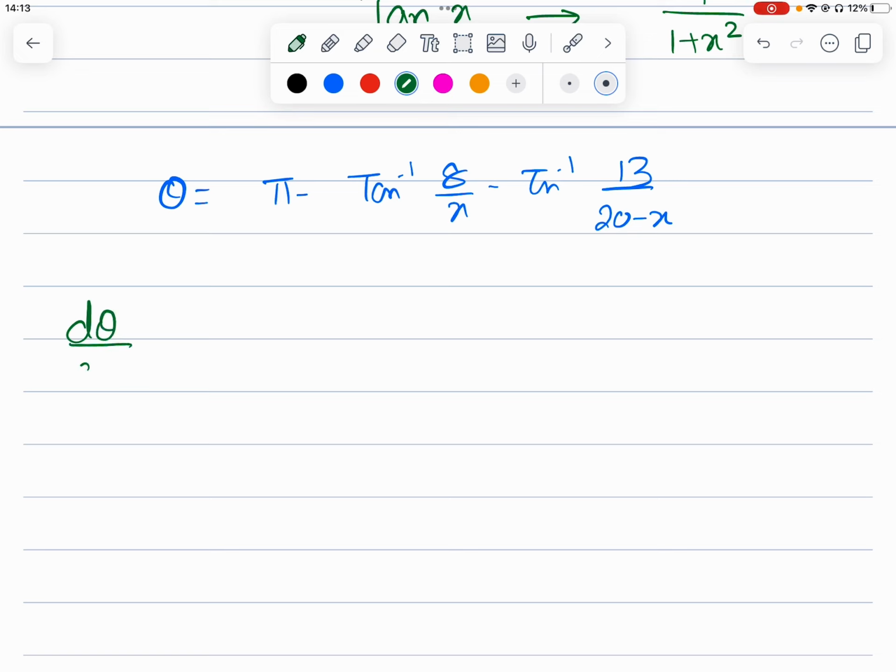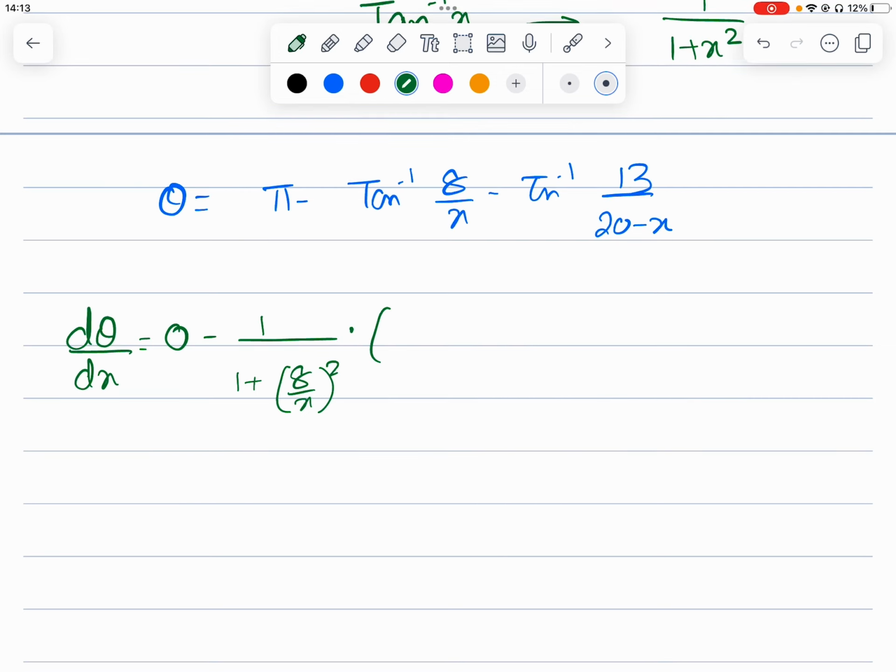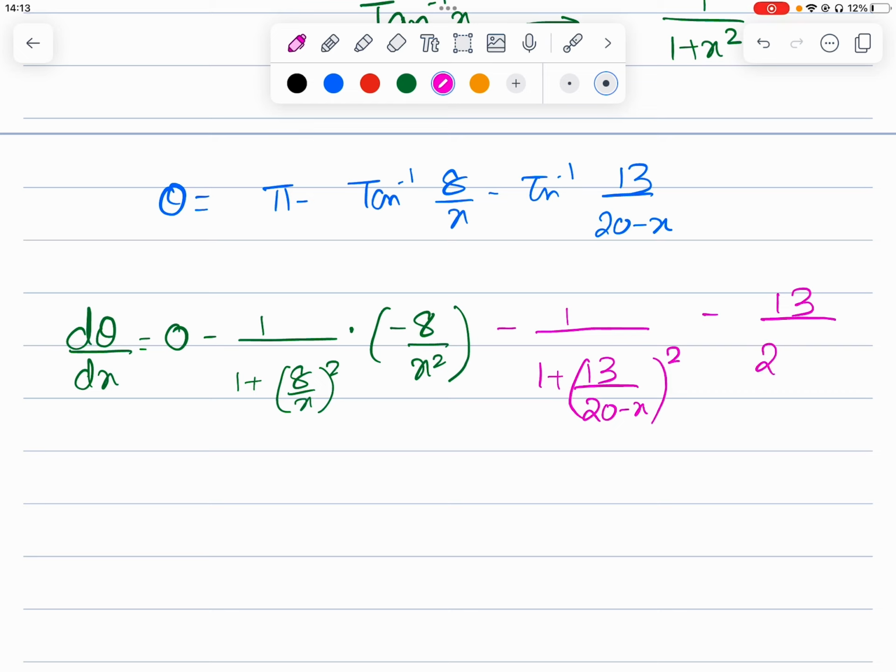So now d theta upon dx. The derivative of pi is 0, minus 1 upon 1 plus 8 upon x whole square, times the derivative of 8 upon x. What does that become? It becomes minus 8 upon x square. Then again minus tan inverse of 13 upon 20 minus x derivative. So what does it become? 1 upon 1 plus 13 upon 20 minus x whole square, times the derivative of 13 upon 20 minus x whole square, which is minus 13 upon 20 minus x whole square times minus 1.